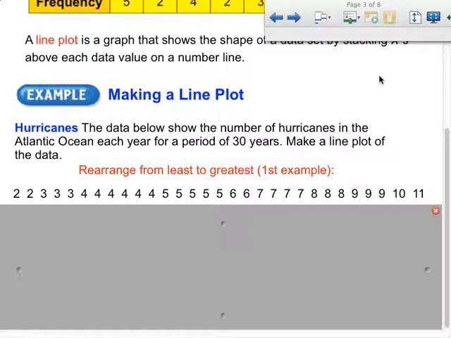No, you can just start at your least value, or your minimum, or your lower extreme. So you could start at that number. Okay? That's a good question, though.